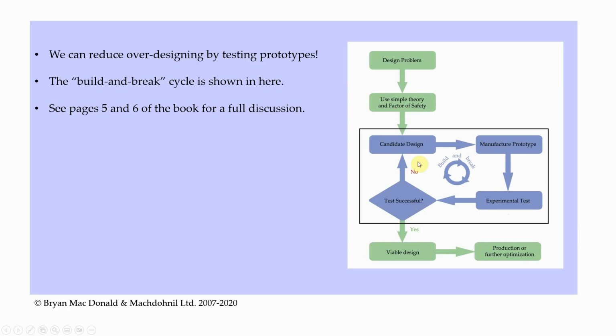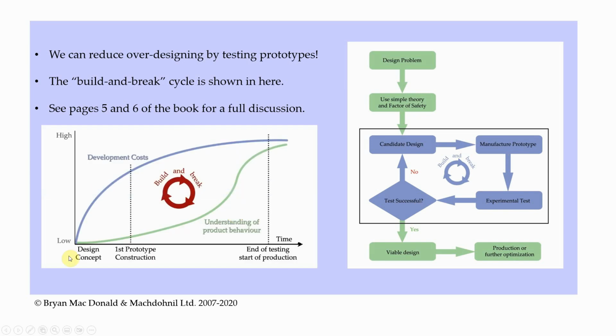This is known as a build and break cycle because we're building prototypes and breaking them. In other words, testing them to destruction and seeing how they behave. An important point here is that we can end up going around and around quite a lot. We're building a lot of prototypes, testing them, redesigning, rebuilding, so we're wasting a lot of resources by going around and around in a circle.